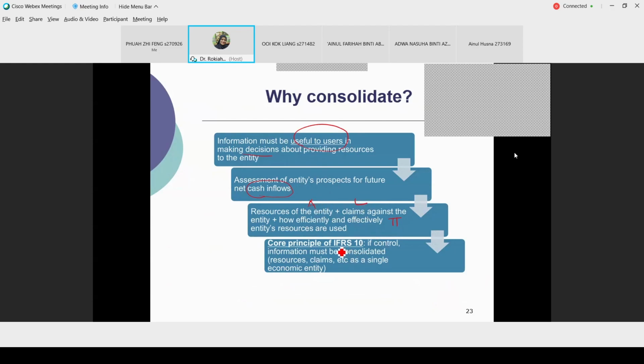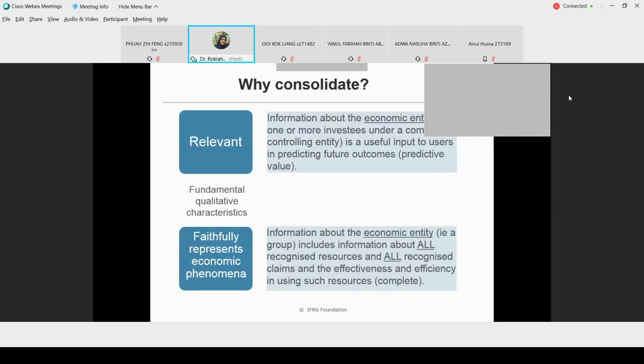Okay, and then another thing is important here, because we need to comply with MFRS 10. Once you have a parent and subsidiary relationship, you need to prepare a consolidated financial statement, assuming that you are a single entity, which is a combination of the parent and subsidiary becoming a single entity.